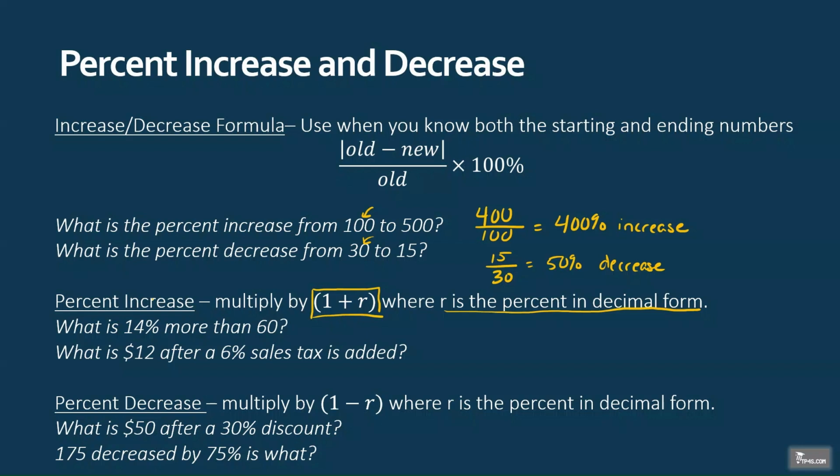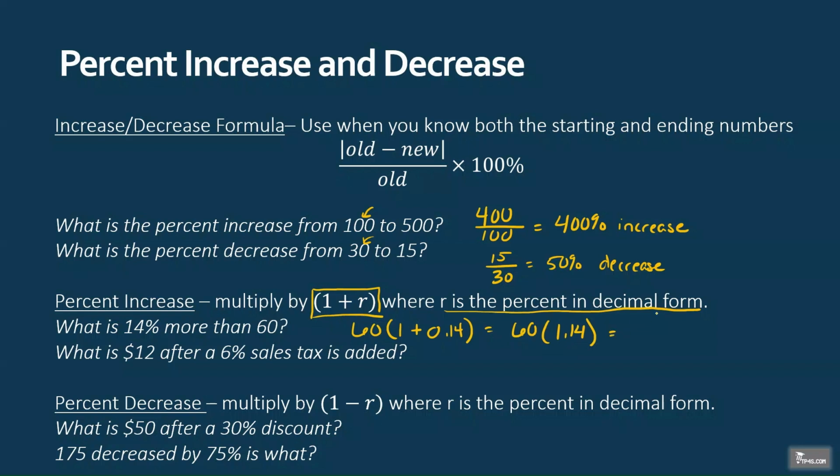All right, I hope you had a chance to try it because I'm going to give away the answers. What is 14% more than 60? You're going to take 60 and you're going to multiply it by 1 plus r. That would be 1 plus 0.14. Right? R would be 0.14. That percent has to be put into a decimal form. Or in other words, 60 times 1.14.